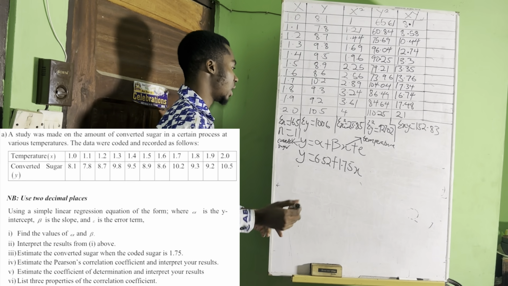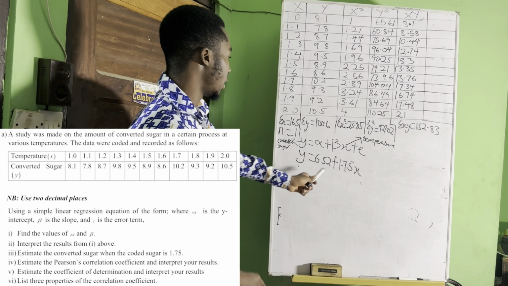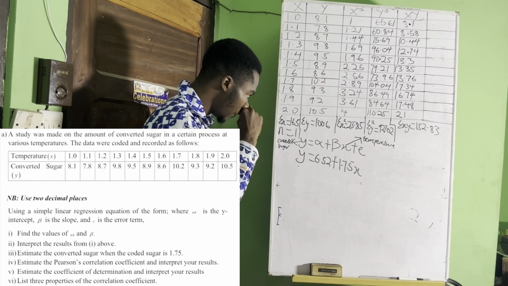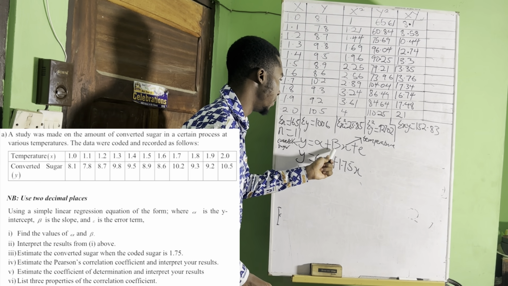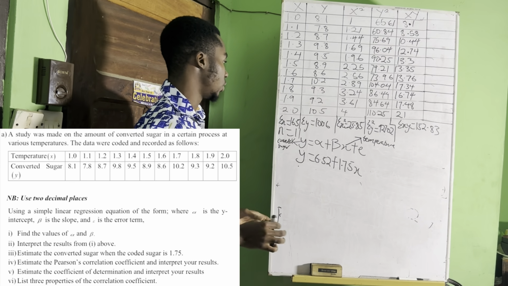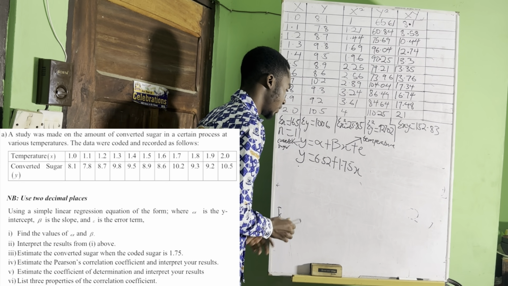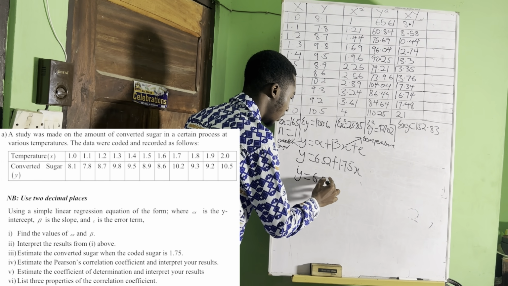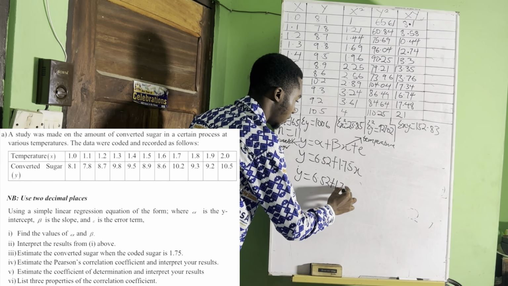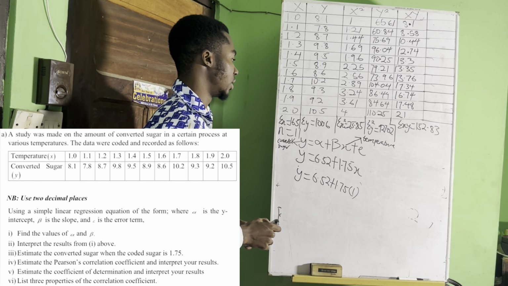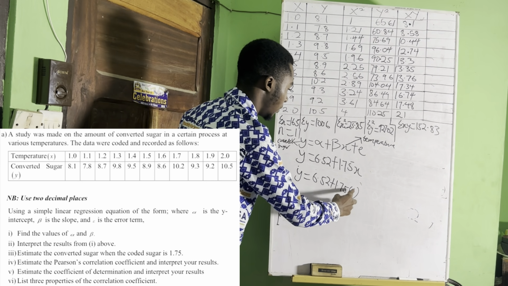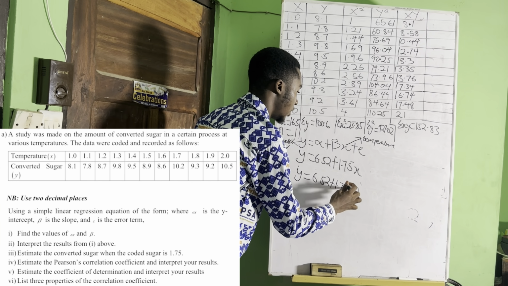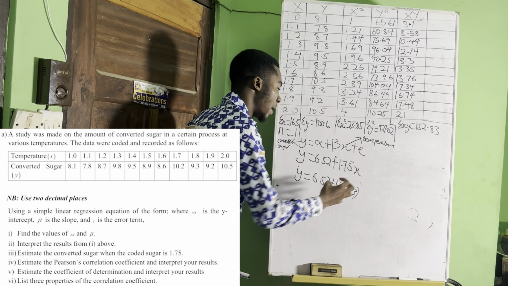Now if you want to interpret this, watch something. You realize that x is our temperature, just like we said, and y is our converted sugar. If you want to interpret the beta, just put this in your head. Let's say x is 1, so you are going to get y is equal to 6.52 plus 1.75 into brackets 1, which is the same as plus 1.75. If x is 2, it's going to be 1.75 into brackets 2. If x is 3, it's going to be 1.75 into brackets 3. So obviously I'm multiplying by 1.75.